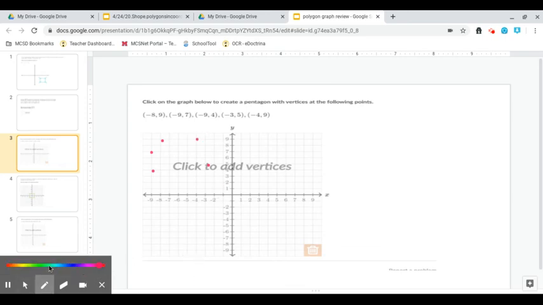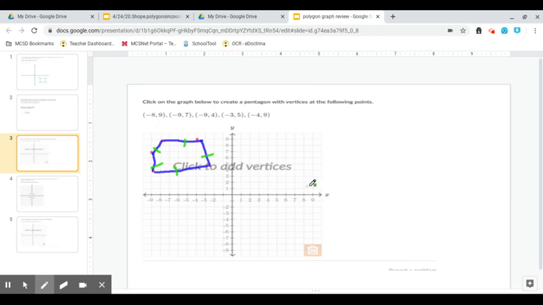So we want to make a pentagon. We got to connect the dots. So I'm going to connect that to that, that to that, that to that, that to that, and finally that to that. So we should have 5 sides in our pentagon. 1, 2, 3, 4, 5. We have a pentagon drawn.